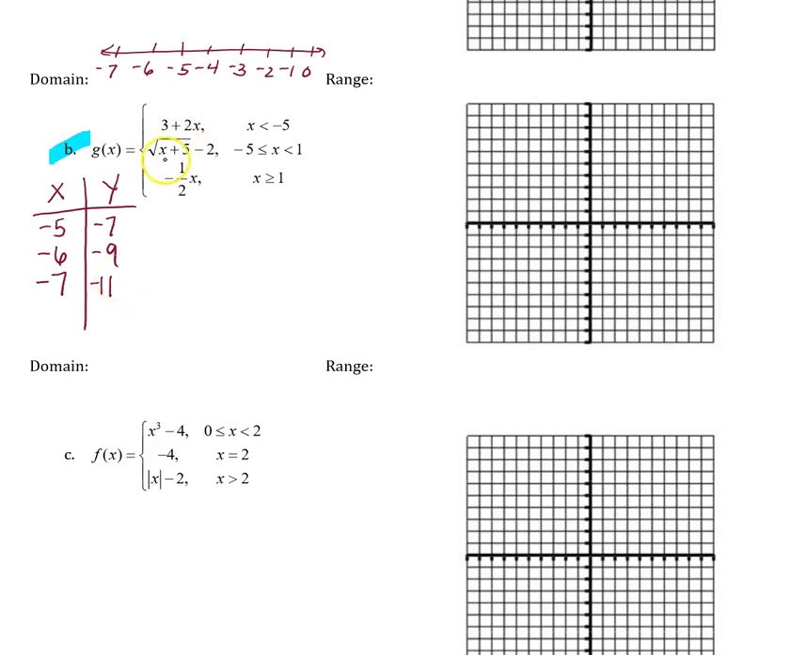Okay, moving on to my square root function. Oh, and actually before I move on, if I'm looking at when x is less than -5, at this point, since it is just less than, it is going to be an open circle at that point.